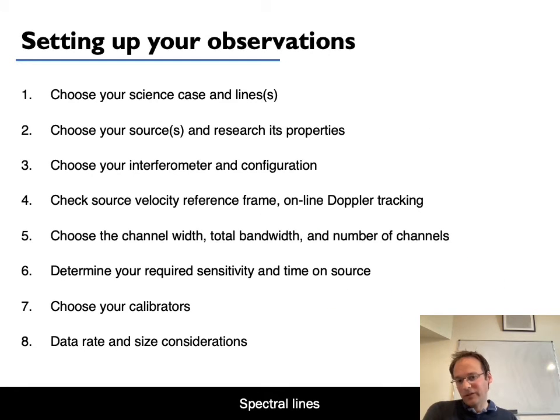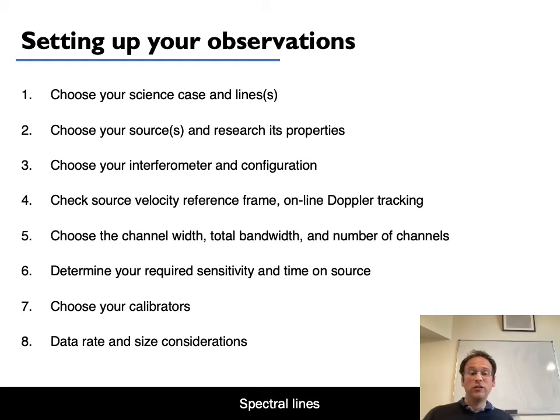Okay, so this lecture has been split into two halves. In the first half, I'm going to talk about how you set up your observations for spectral line work and the sort of considerations you may need to think about there. And then in the second half, I'm going to talk about how you reduce your data and analyze it in order to achieve the science that you want to achieve.